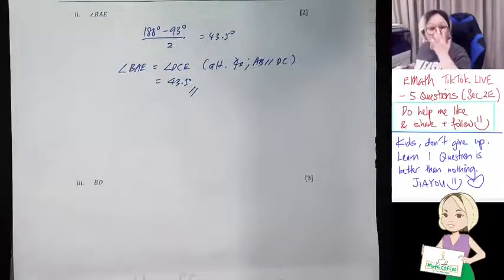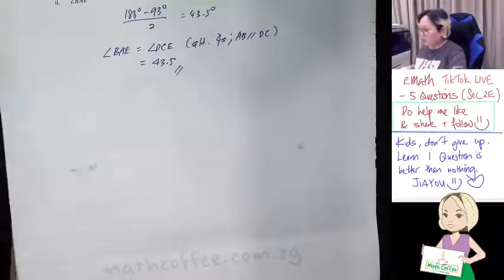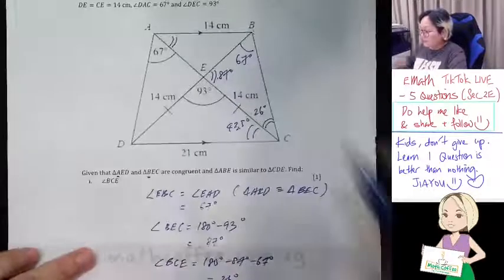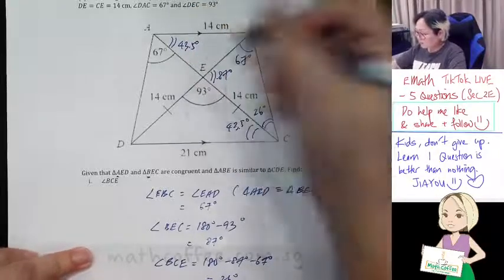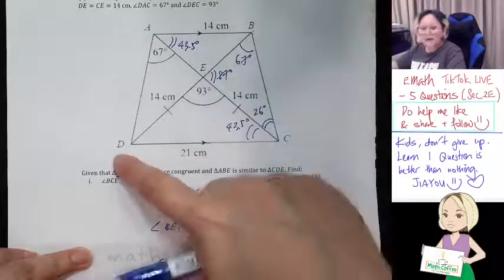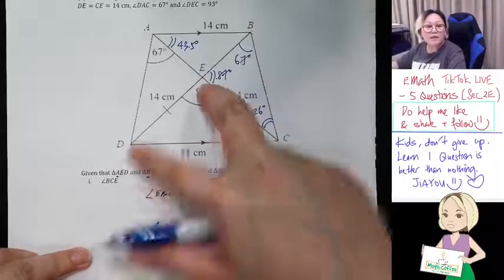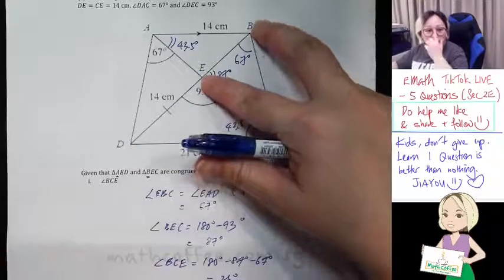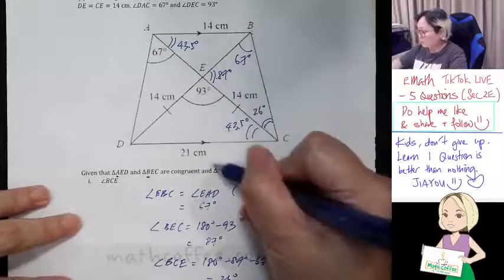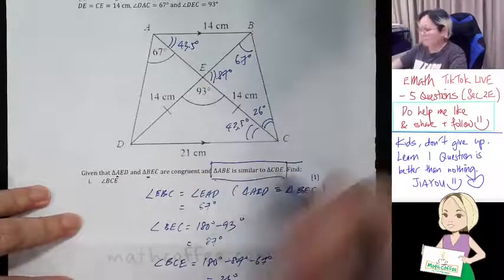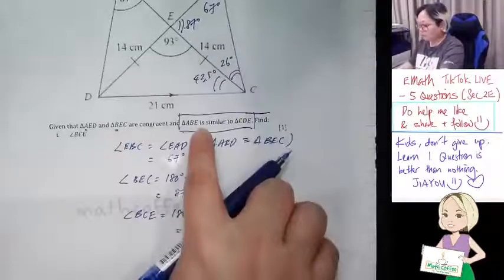Okay, let's move on. Next, they want BD. This one, many students see. Let's update my diagram first. This is 43.5 degrees. I need to put it in. Okay, kids, I need to find BD. I have DE, but I don't have my BE. So this one is using the similarity, to find the unknown length. How? So I'm going to rewrite this one.